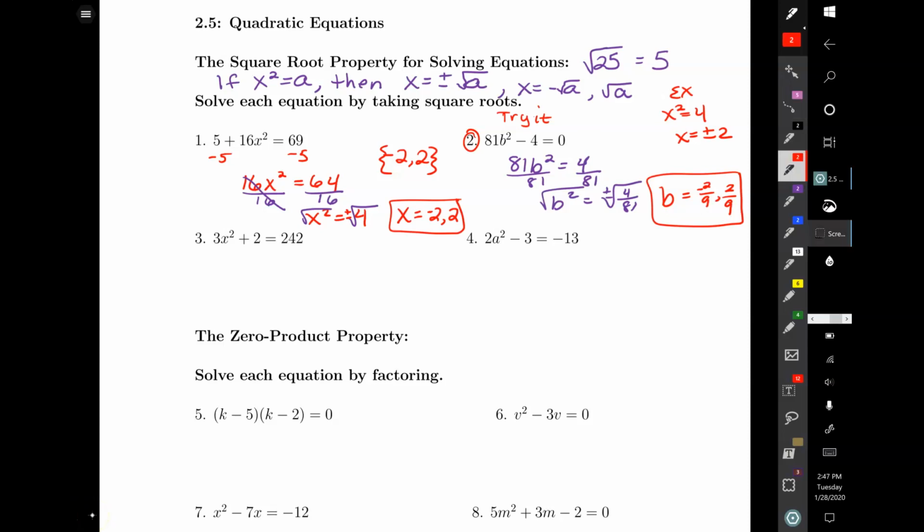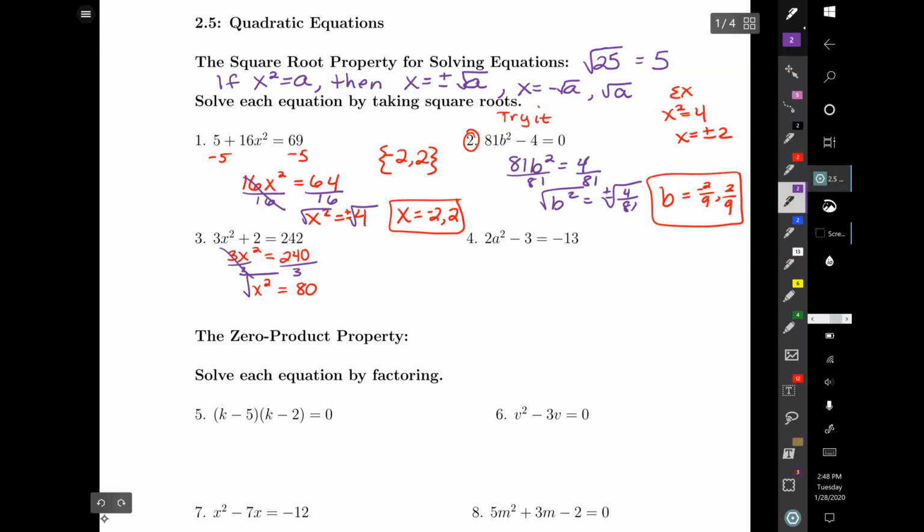I'm going to quickly go through number 3. 3x squared plus 2 equals 242. You can maybe just try this one on your own too. So I would have 3x squared equals 240, because I'm going to subtract that 2 from both sides. Then I'm going to divide the 3x squared by 3. So this is a case where you really have to do it because we don't have a perfect square. So then I'm going to get x squared equals 80.